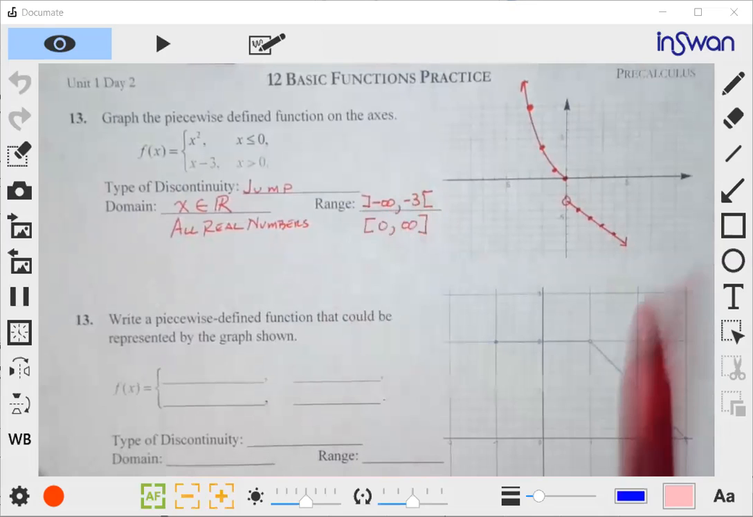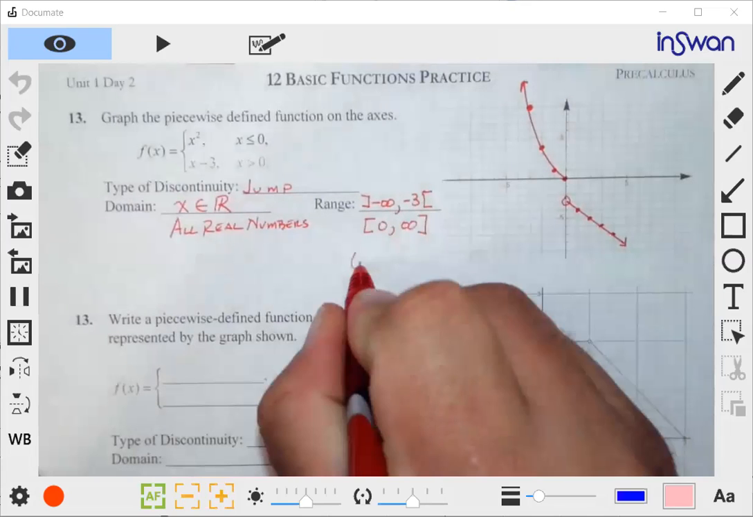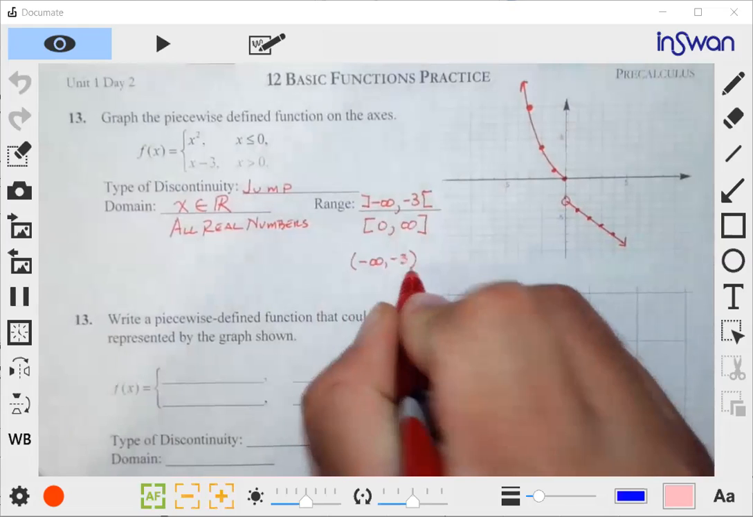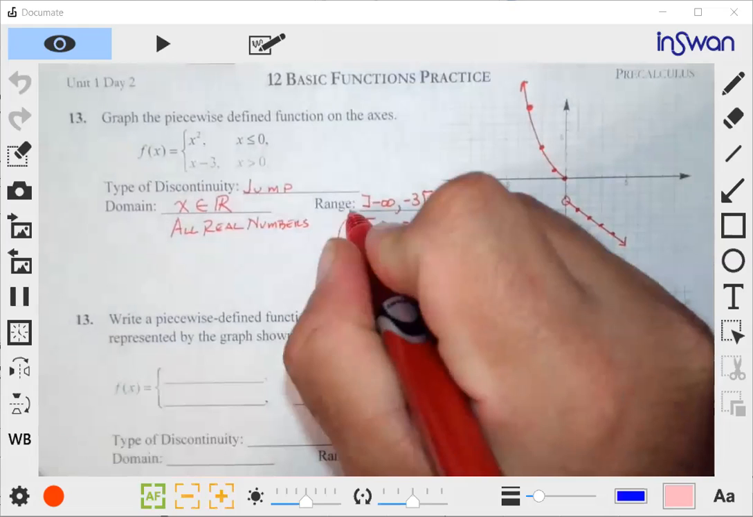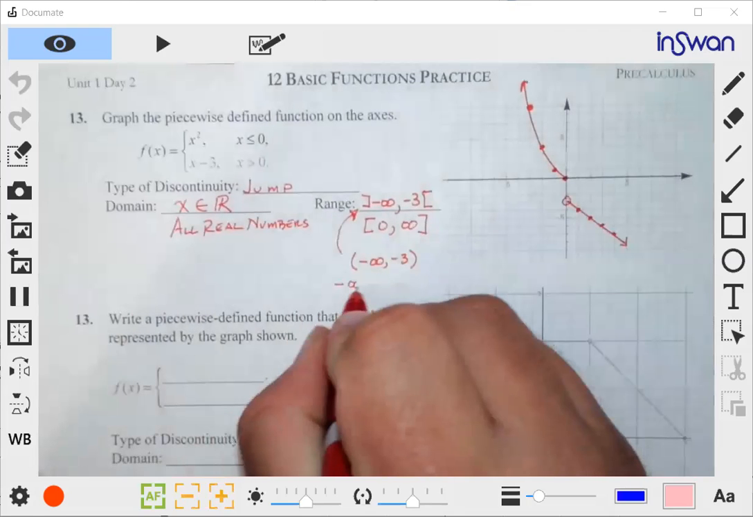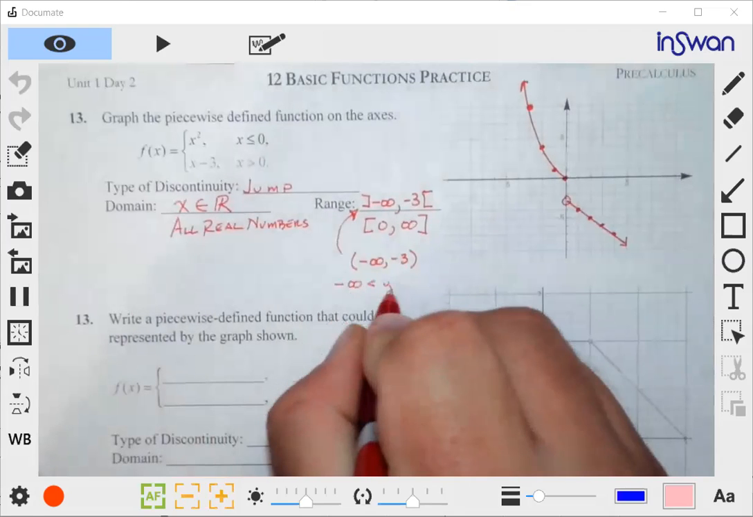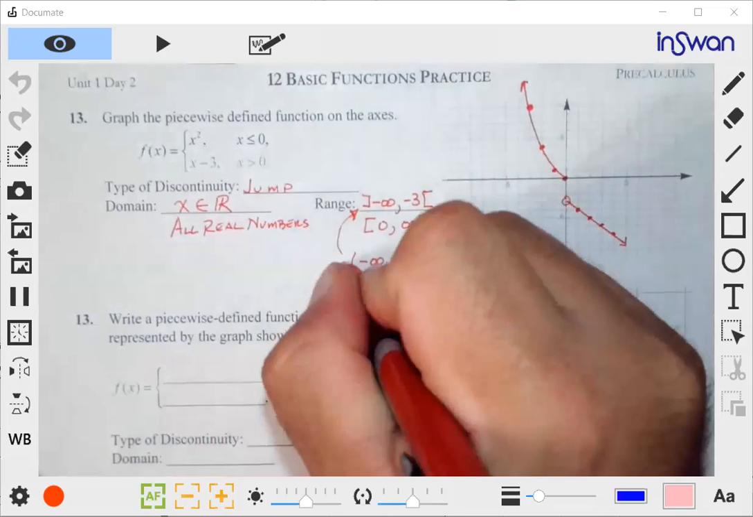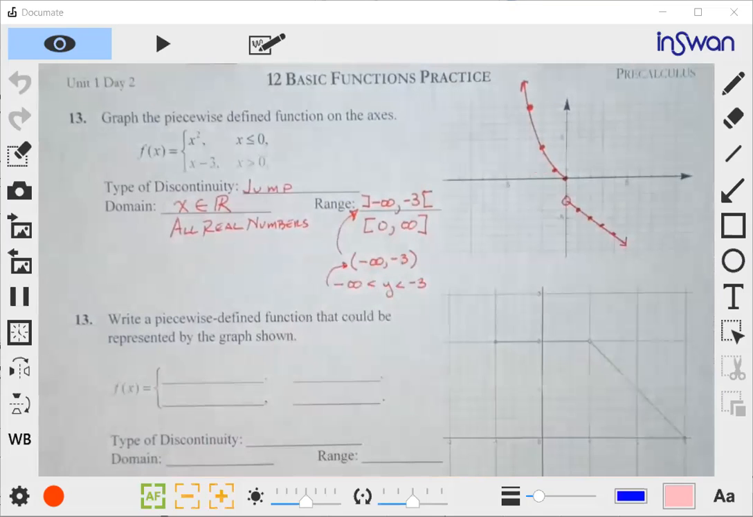Of course, you may choose to use parentheses to indicate the same thing, right? Or you may choose to indicate it using inequalities, right? These are three representations of the same thing in terms of representing the range, okay? So that's working with a piecewise defined function.